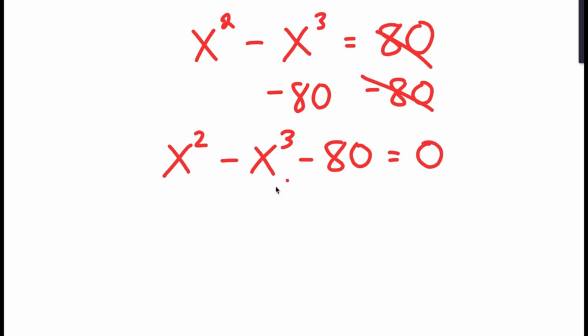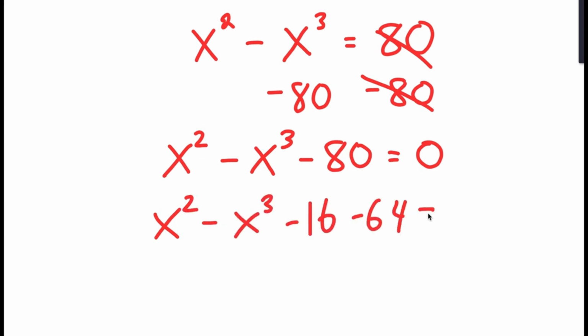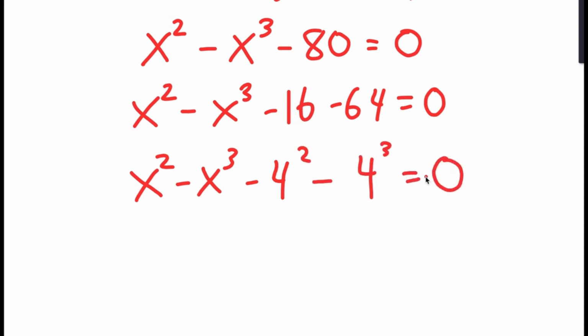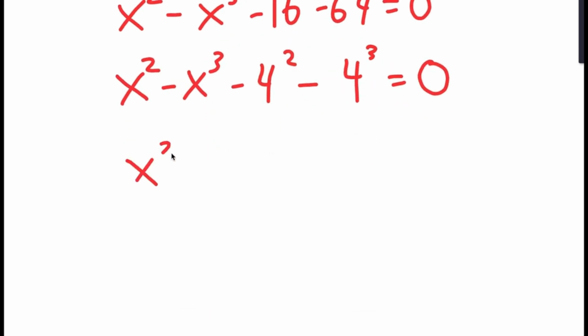Now from here, I'm going to replace negative 80, I should say, with negative 16 minus 64. Now, I'm going to first rewrite negative 16 as negative 4 squared, and negative 64 as negative 4 to the power of 3. And I'm going to group x squared with negative 4 squared, and x to the power of 3 with negative 4 to the power of 3.